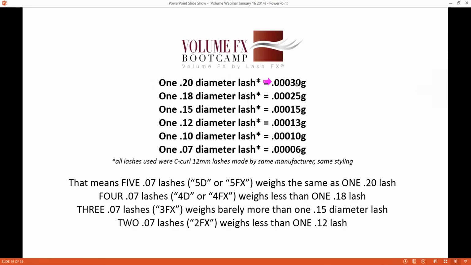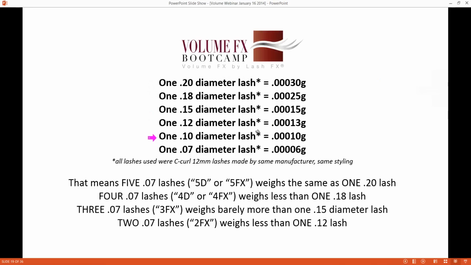A 0.20 lash weighs 10 thousandths of a gram. A 0.18 diameter lash, which is now a very popular diameter of lashes, weighs 0.00025 grams. A 0.15 diameter lash, I think you get the point, they each weigh less and less, 0.00015 grams. A 0.12 diameter lash weighs 0.00013 grams. A 0.10 diameter lash.